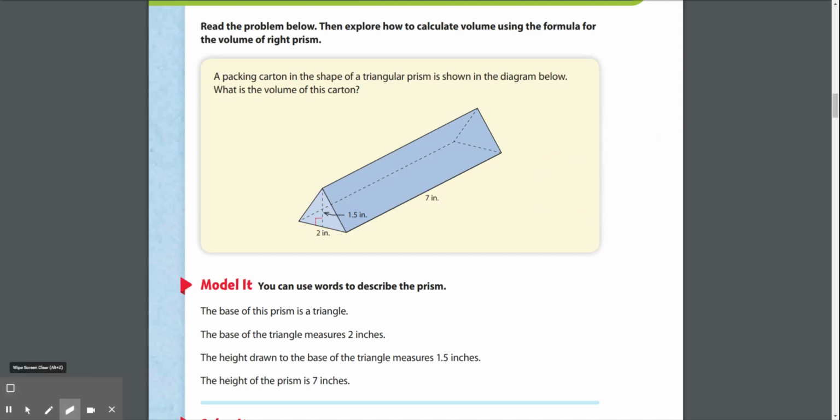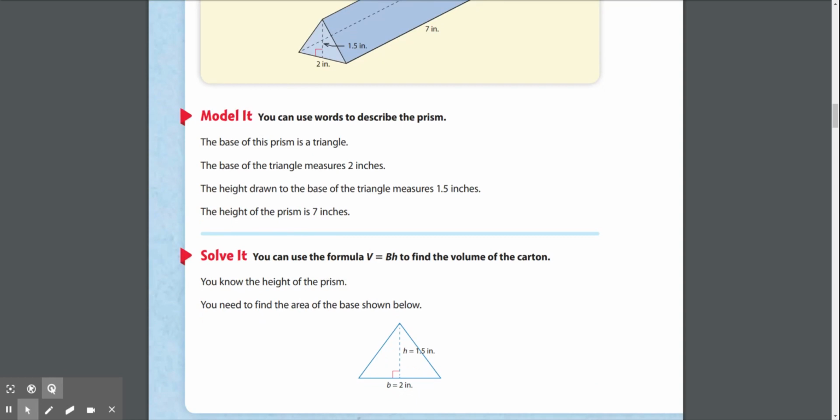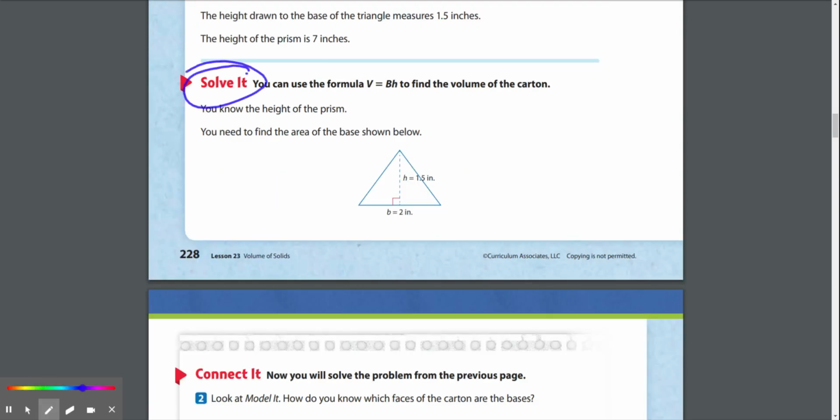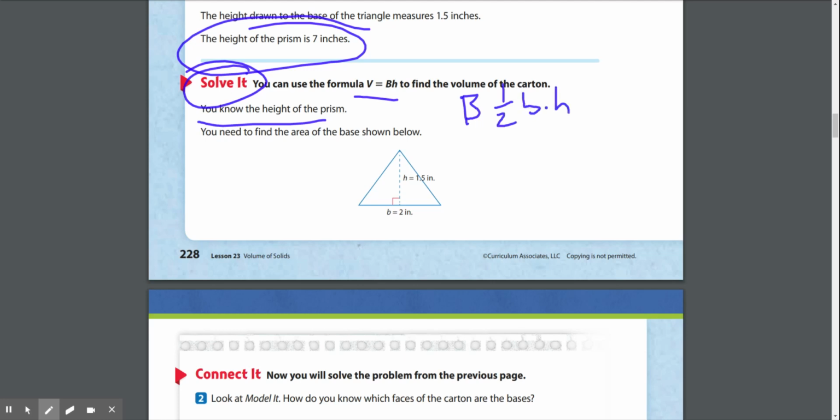Erase all this, I can move along. So the base of the triangle, let's say the height is 7 inches, we can solve it. So we get this, again, V equals capital B times H. Remember, the capital B stands for the area of the base times the height of that base. When we go to solve it here, we know that the height of the prism is 7 inches. And we're going to use this formula here, V equals capital B times H. So capital B is the area of this triangle, the area of the base. So that's 1/2 the base of the triangle times the height of the triangle.